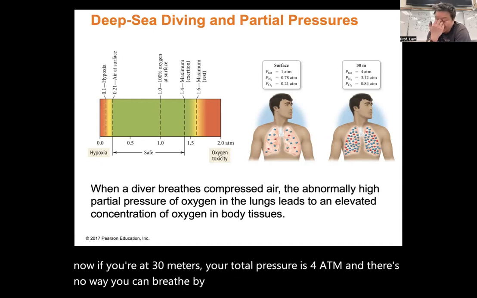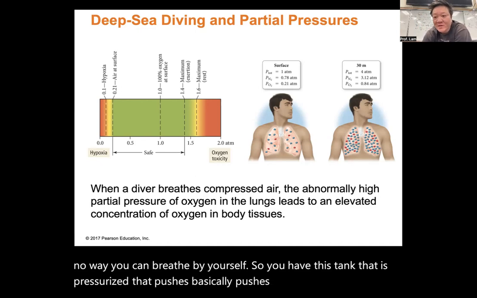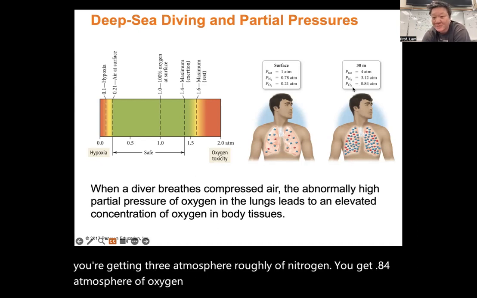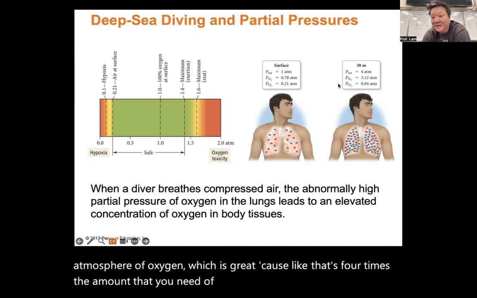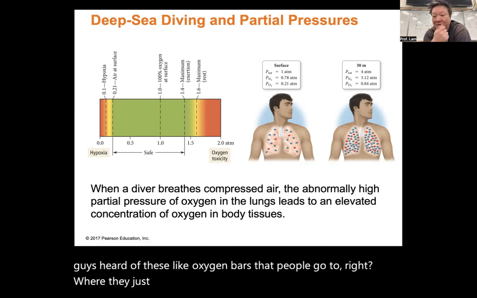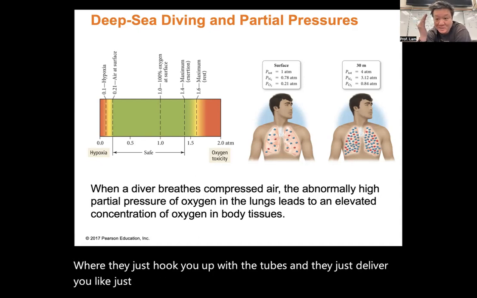So you have this tank that is pressurized, that basically pushes the air into your lungs. And you're getting 3 atmosphere roughly of nitrogen. You get 0.84 atmosphere of oxygen, which is great because that's 4 times the amount that you need of oxygen. You probably get high. You guys heard of these oxygen bars that people go to, right? Where they just hook you up with the tubes and they just deliver you just oxygen. It's like catnip to a human.